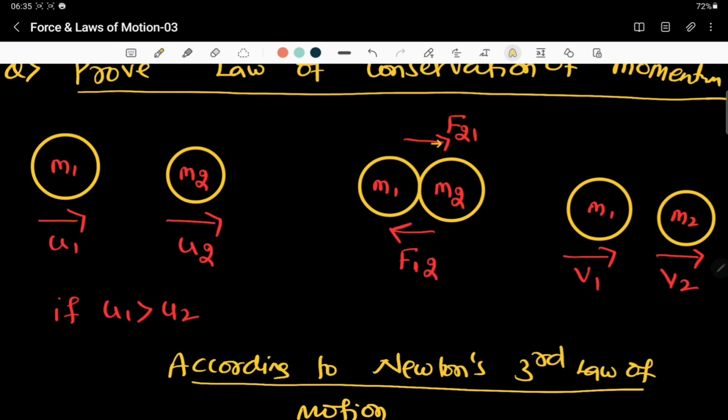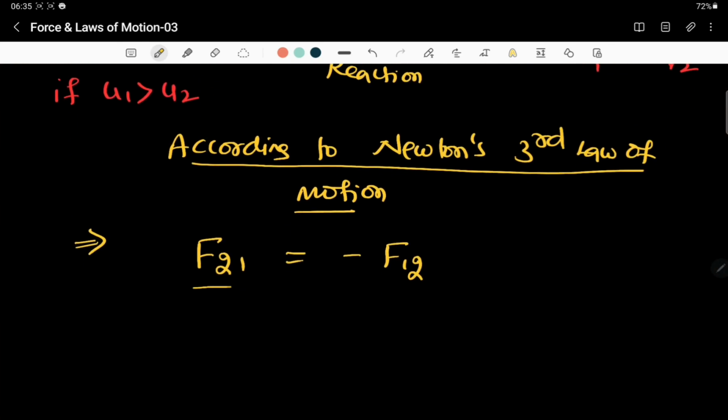So what is this? This is the action, correct? Because this body is coming and hitting, this means this is action. For that action, what will be there? This is reaction. So this action and reaction are equal and opposite. So F21 and F12 are equal, and opposite means we have to show one minus sign, correct?